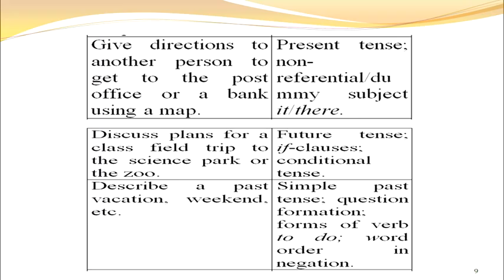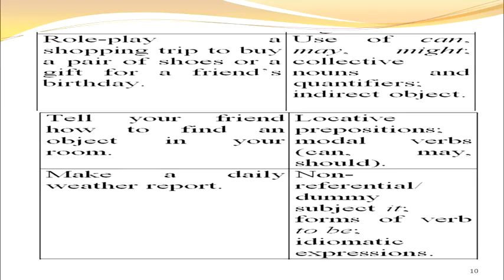If you describe a past vacation, weekend, etc., then you can talk about grammar topics like simple past tense, question formation, forms of verb to do, word order in negation, and so on. Similarly, if you select a role play, a shopping trip to buy a pair of shoes or a gift for a friend's birthday, then you talk about use of can, may, might, collective nouns and quantifiers, indirect objects, etc.